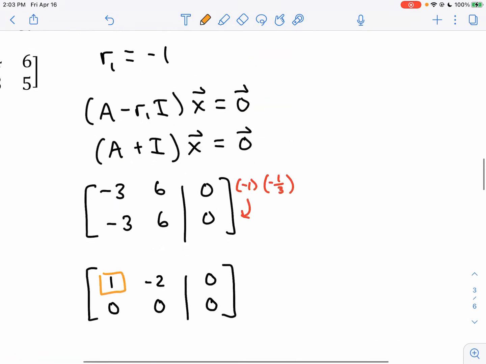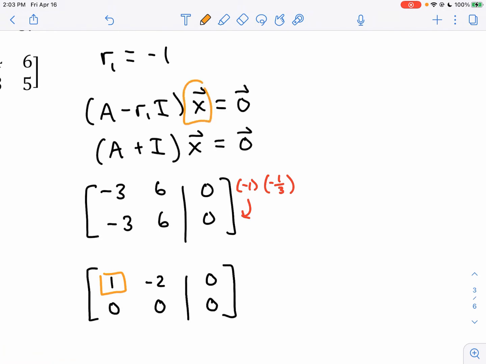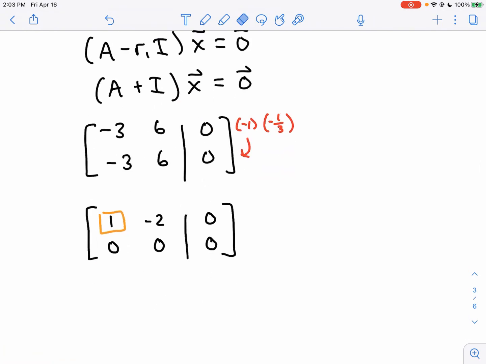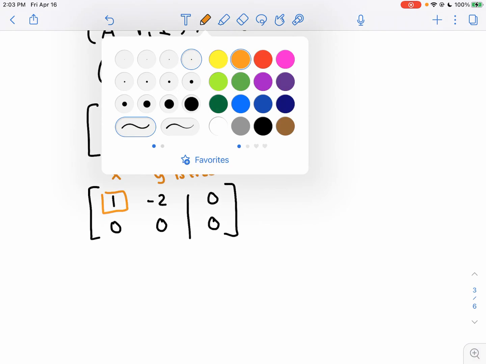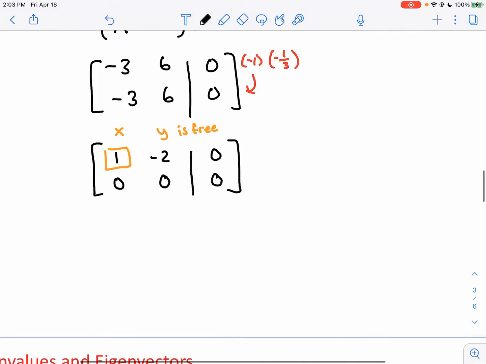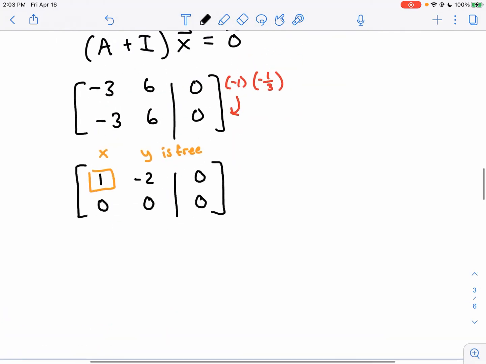Our solution will be of the form, I'm going to write this vector here as just x, y. So the first column represents the coefficients of x, the second column represents the coefficients of y, and the y column has no leading one, so y is free. Then we simply convert the rows into equations again.